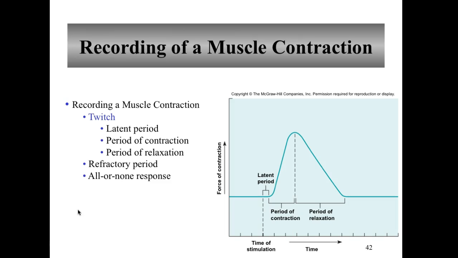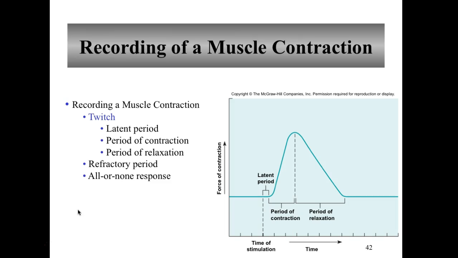So a myogram is a recording of that muscle contraction. You can see an example of one here on the slide. Basically a myogram records that muscle contraction, and what we get is a twitch. A twitch itself is a single contraction that lasts a fraction of a second, and it's followed by relaxation. When you look at a twitch, there are three components: the latent period, the period of contraction, and the period of relaxation.